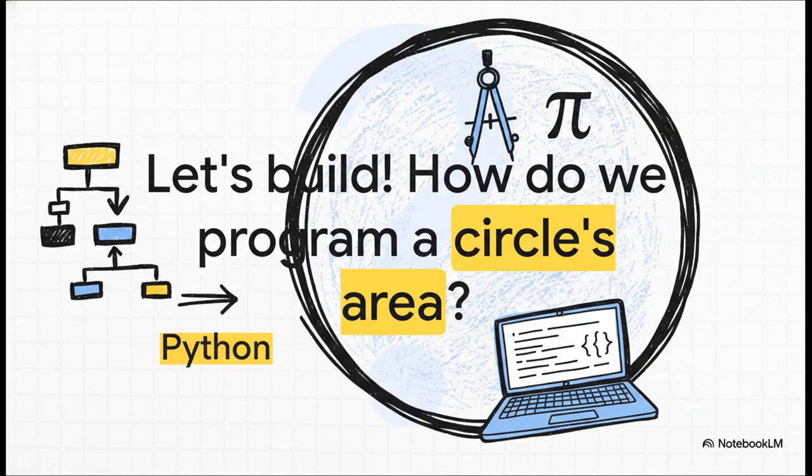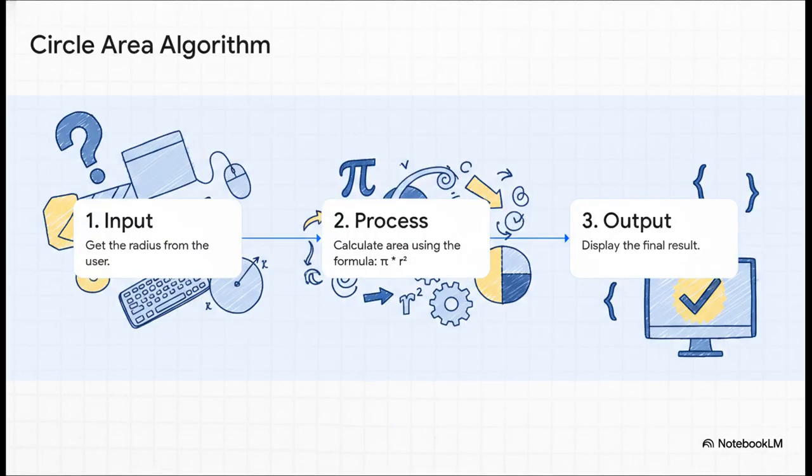All right, time for a little challenge. Let's put this into practice. Let's say our problem is this. We need a program that can calculate the area of any circle. How would we break that down into a recipe, into an algorithm? You think this might be complicated, but our recipe is actually super simple. It's just 3 steps. Step 1, we need to get the most important piece of info from the user, which is the radius. That's our input. Step 2, we need to do the math using the famous formula for a circle's area. That's our expression. And step 3, we show the user the final answer.